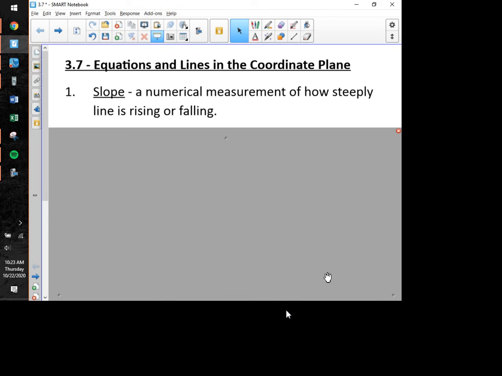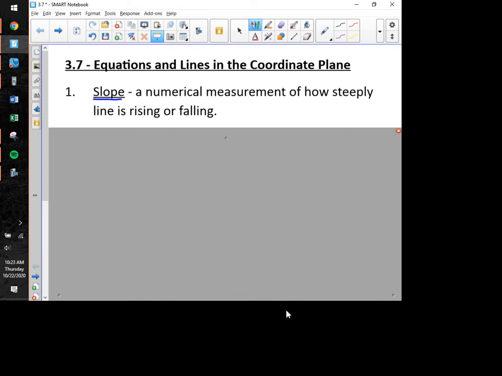So the first thing we're going to be doing here as we start talking about the equations of lines in the coordinate plane is we need to go back and revisit this word slope, which you guys dealt with a lot over the last couple of years, but I don't think we've talked about at all here in geometry this year. So my working definition of slope right here would be a numerical measurement of how steeply a line is rising or falling. All right, a couple of important things right there.